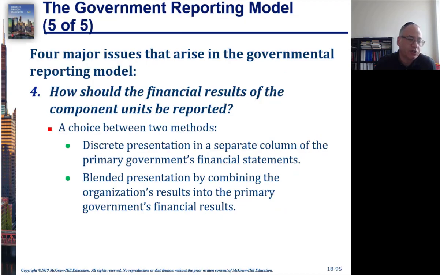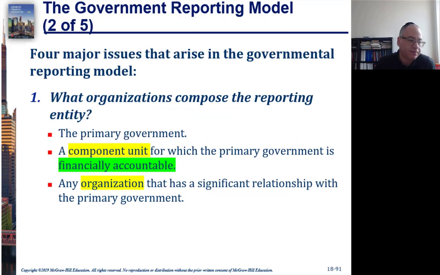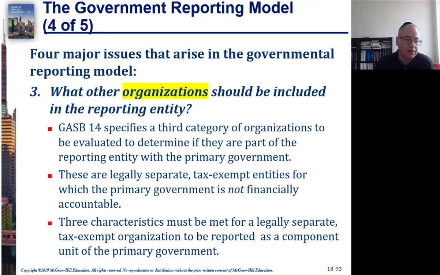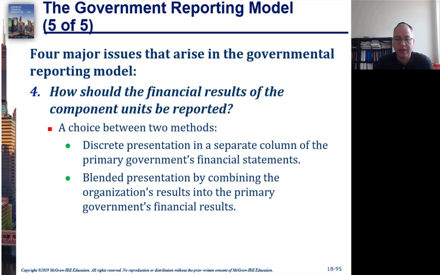And we've gone over 3 issues so far. The first was, again, what organizations. The second was just to talk about what financial accountability was. The third was the organizations that we include. And the fourth one is a little different. How should we report these financial results? And should there be a discrete presentation in separate columns? Or should we combine everything into a single set of results? And you'll see that there are some things that we present separately and some things that we blend together.